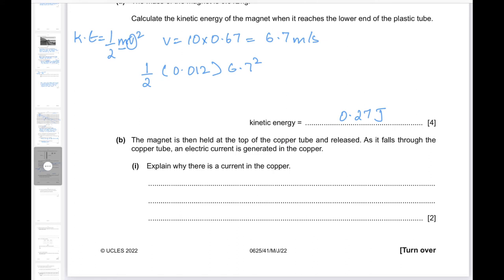In this case, the conductor is stationary, which is the copper tube, and as the magnet falls, the conductor will cut through the magnetic field lines of the magnet, and in turn EMF is induced in the copper, and this will lead to an induced current.